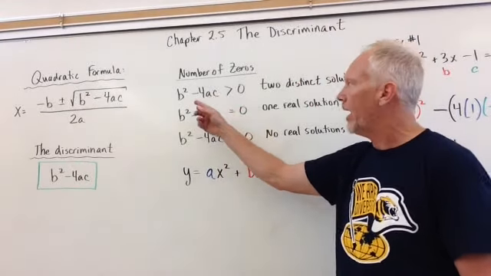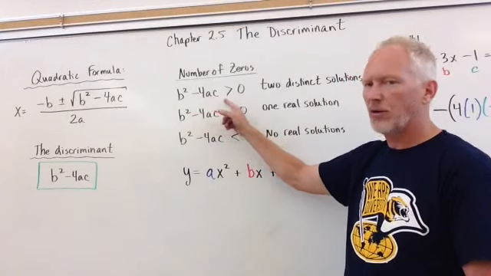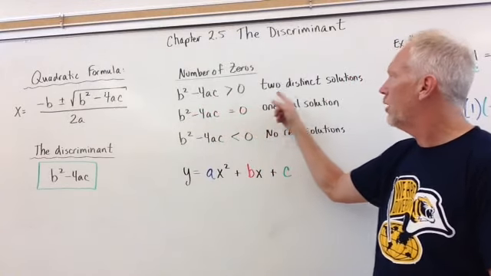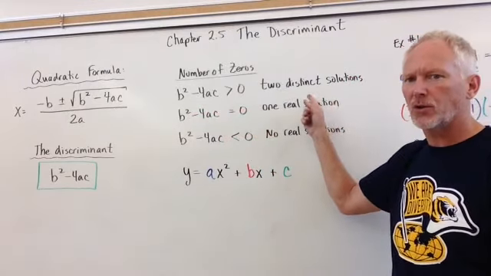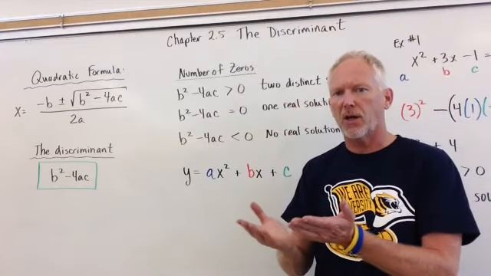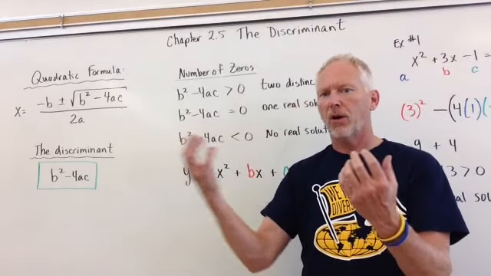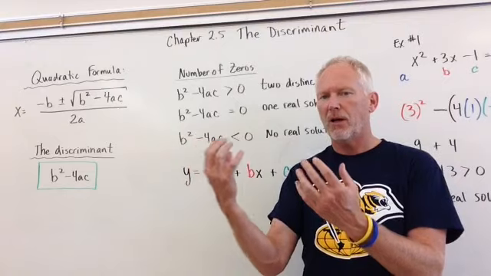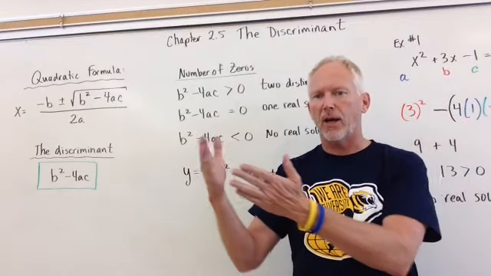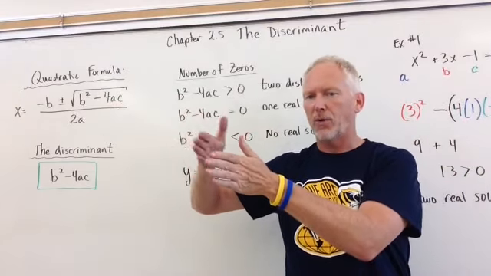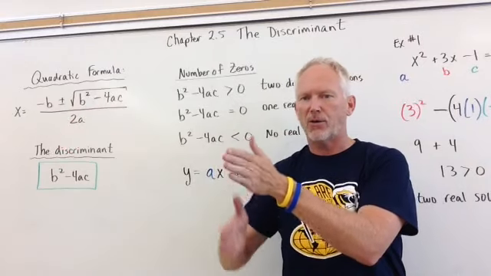Like I said, if that b squared minus 4ac, the discriminant, is greater than 0, we will have two distinct solutions. Which makes sense because if it's a positive number, I get some value of negative b over 2a plus another value, and then I get negative b over 2a minus a value.